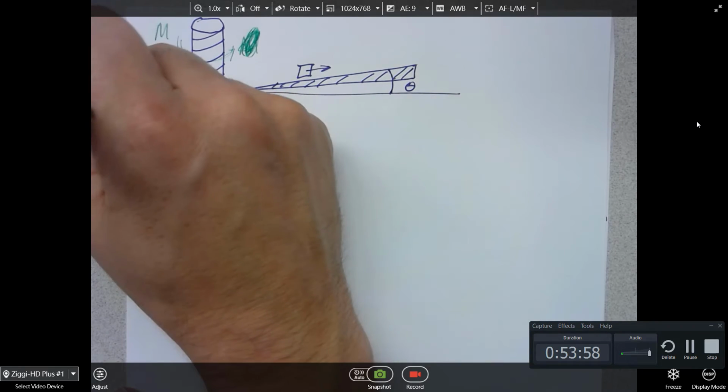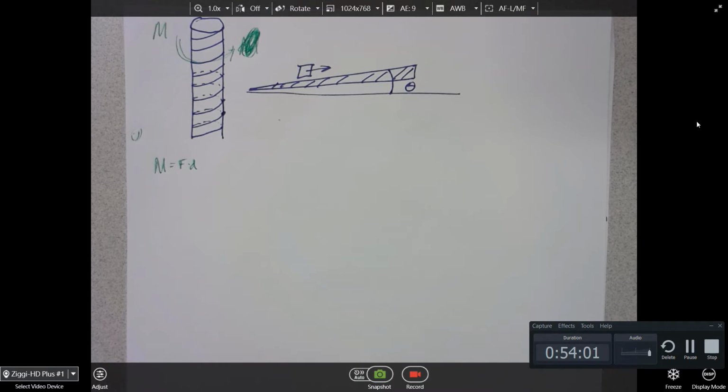I think this pen is on its way. It's not very good, so I'll switch back to red.